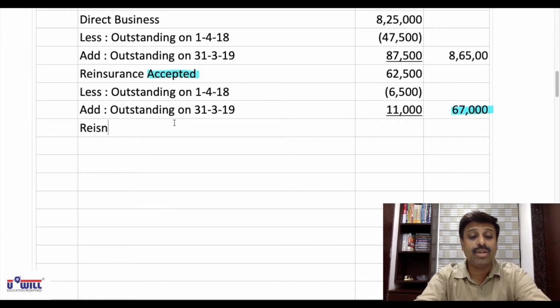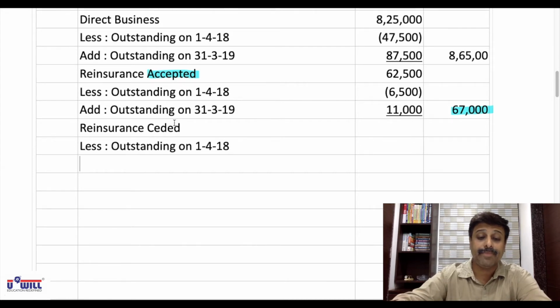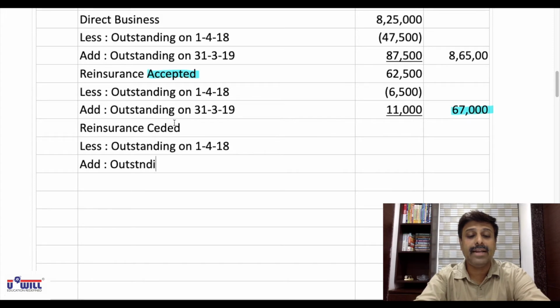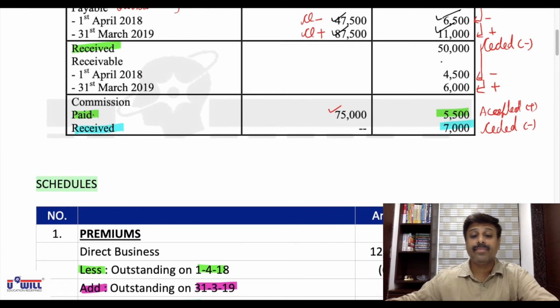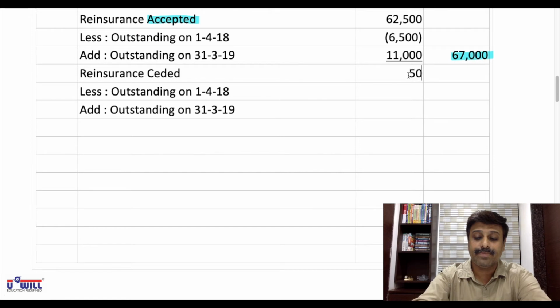Now we will take reinsurance ceded. Within ceded again we will minus outstanding on 1,418, that is opening, and we will add outstanding on 31,319, that is closing. First of all, ceded's amount is 50,000. Within claim we pay, so whatever amount we have received is supposed to be ceded. In 50,000 we have to minus 4,500 and add 6,000. Okay, so 50,000 minus 4,500 plus 6,000.